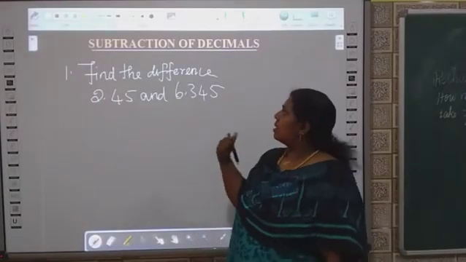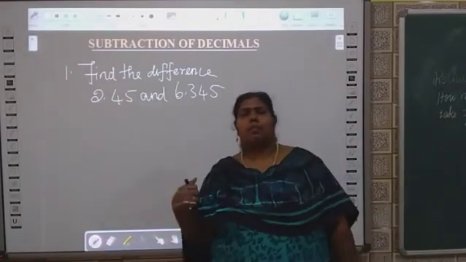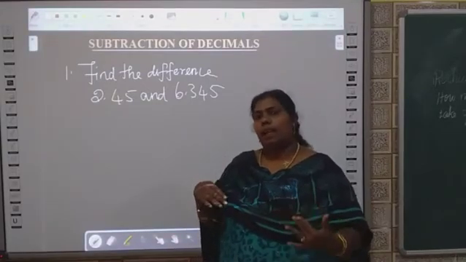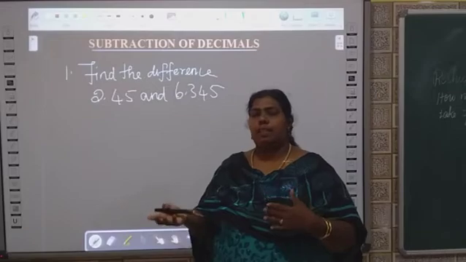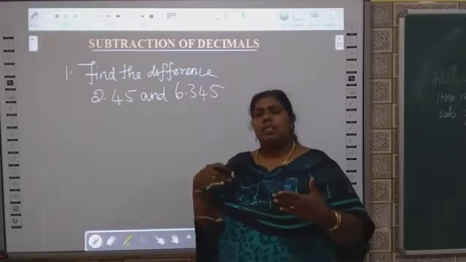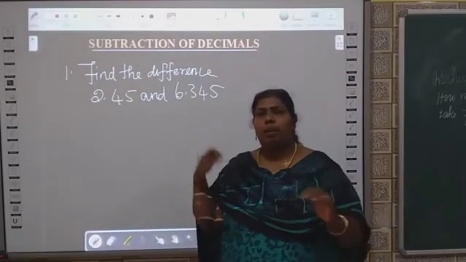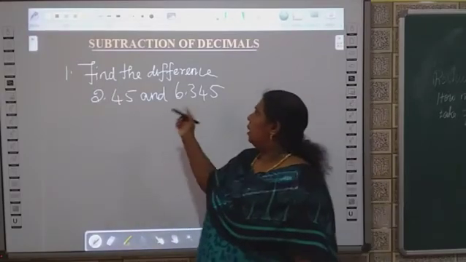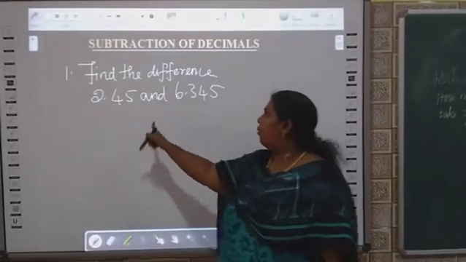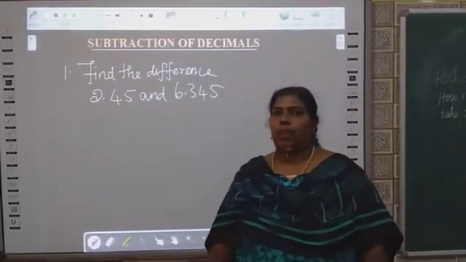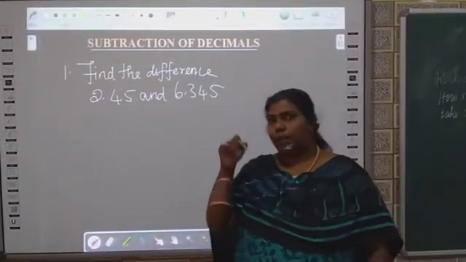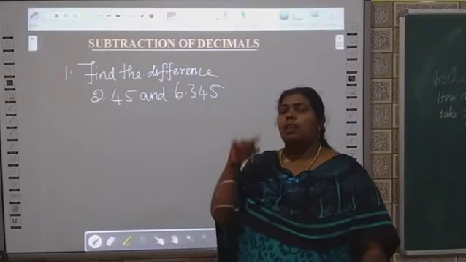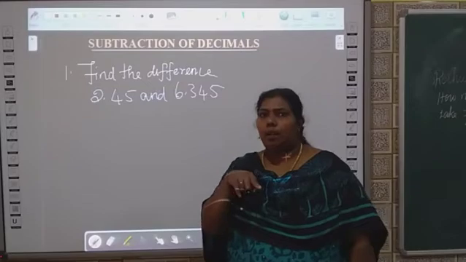See, next one is subtraction of decimals. In subtraction of decimals also, we have to convert unlike decimals to like decimals. After that, normal subtraction, how you do it with whole numbers, you are going to do like that here also. Same thing only. See, find the difference between 2.45 and 6.345. When you subtract, what do we have to do? We have to write the bigger value on the top. Keep it in your mind. Always you have to write the bigger number on the top.